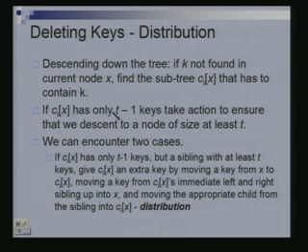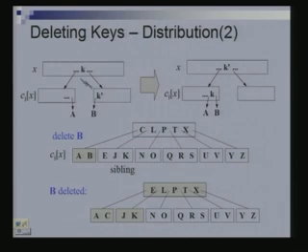So, this is the setting: if the particular node has only T minus 1 keys, then we have to take action to ensure that it has at least T keys before we continue down. The first thing is that we can borrow from the sibling, and if not, then we merge. So, this is the picture. Let us look at this one.